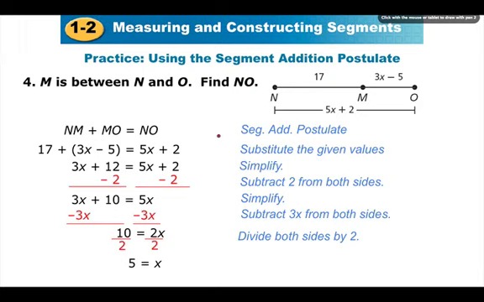Don't stop here, you're looking for NO. How do we find NO? We know that NO is 5x plus 2, so we substitute it into the algebraic expression, and that's how you get NO is 27 units.